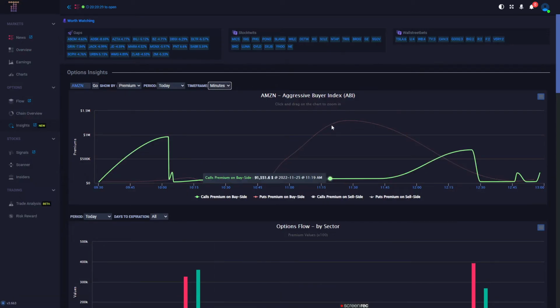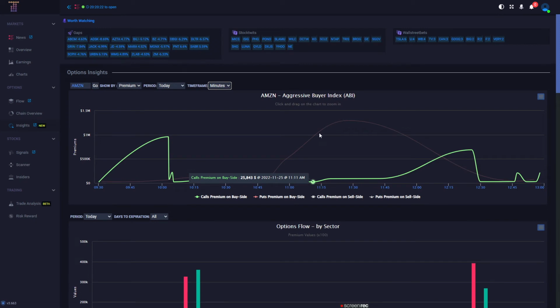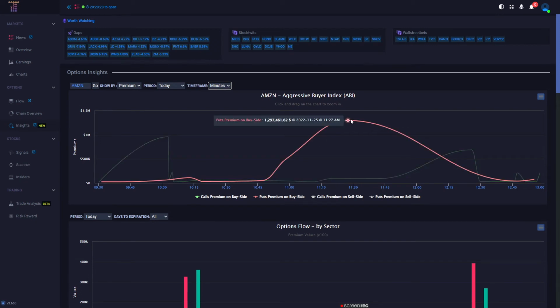You would have made a nice return because you would have seen the puts starting to get bought around 11 o'clock. See, $500,000 worth right here. By 11:15, there was $1 million worth, and then almost $1.5 million at 11:27.